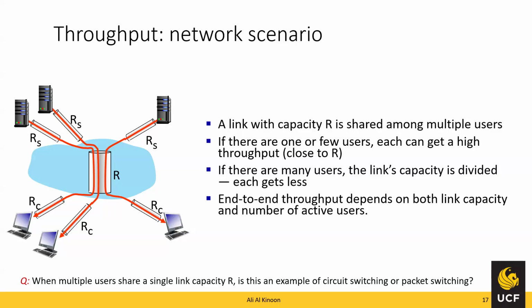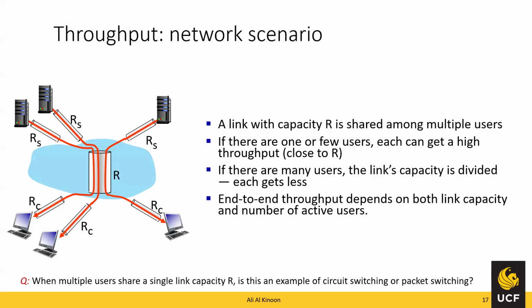So if there are one or few users, each can get a high throughput, close to R. If there are many users, the link capacity is divided, each gets less. So think of it as traffic. There won't be a lot of traffic if there are not a lot of cars, and vice versa. So end-to-end throughput depends on both link capacity and the active users that are there. And we talked about that in the last lecture with packet switching, circuit switching.